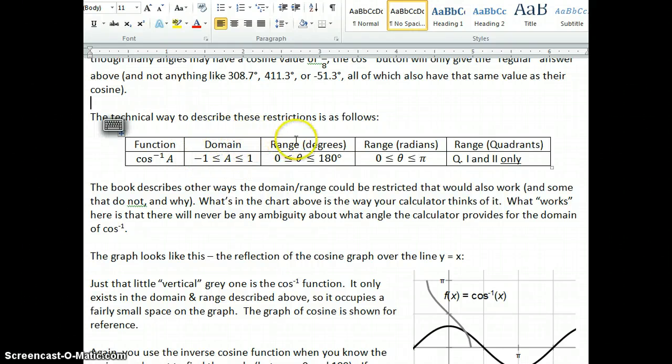And when you do that, it's going to give you something in the first two quadrants, because that's the normal region you would want it in, even though there are other angles in quadrants 3 and 4 that have that cosine. So in degrees, that's 0 to 180, and in radians, that's 0 to pi.